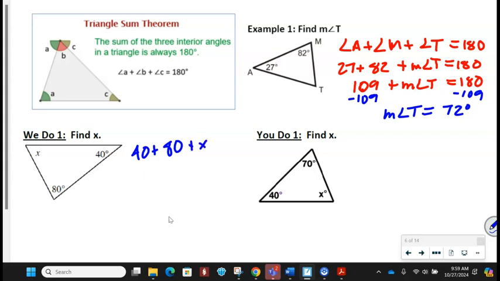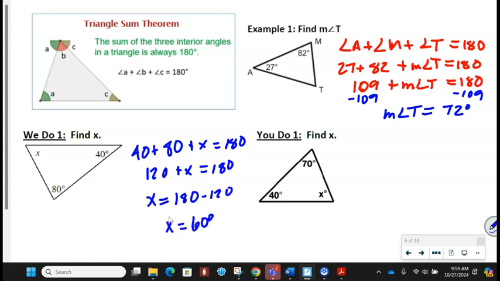And x, right, and that equals our 180. So ultimately we're just going to do 120 plus x equals 180. Most of you are just going to add those together and subtract them. So x is equal to 180 minus our 120. So x is going to be equal to 60 degrees. Okay? All right, this next one, you guys go ahead and do it.